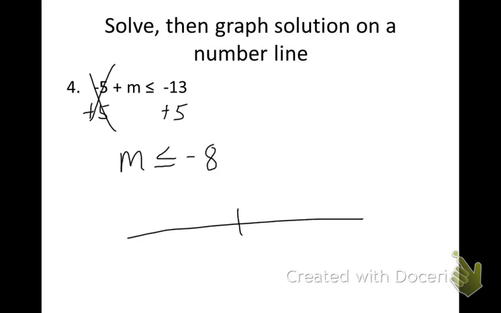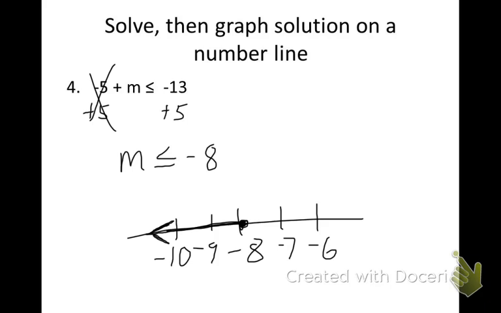And then to graph this one again, my negative 8, remember that you're getting bigger negatives if you go to the left here. It's getting smaller. Negative 9 and negative 10 are both smaller than negative 8. And the numbers this direction, negative 7 and negative 6. I should have a closed dot over negative 8. And it's m is less than or equal to negative 8, so I should make a line going to the left and then an arrow.